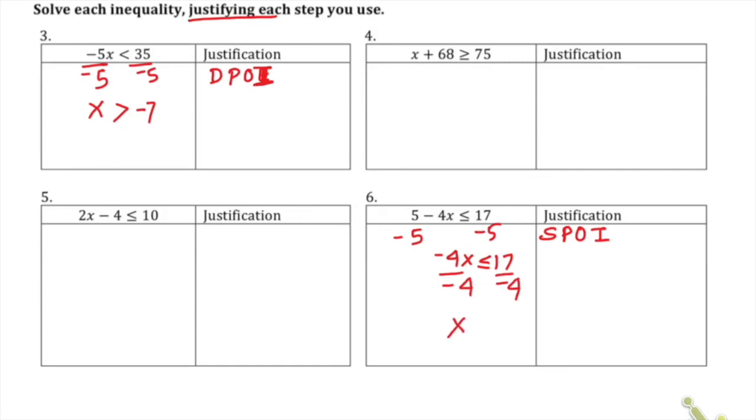X is greater than or equal to whatever the symbol is, you have to flip it. And here it was, this is 12, not 17, and that's going to be -3. So when I divide, that's the division property of inequality. Let's move to the next question.